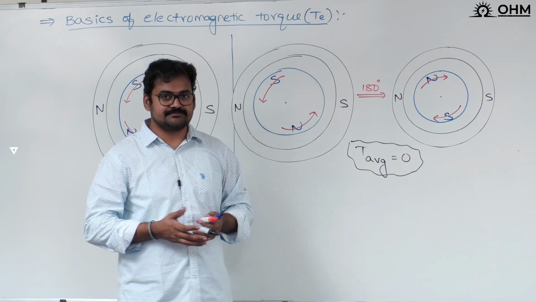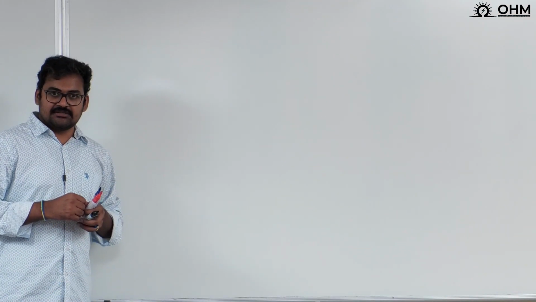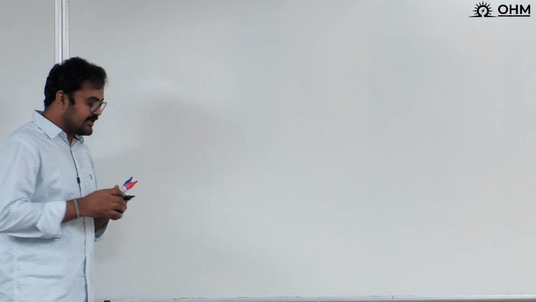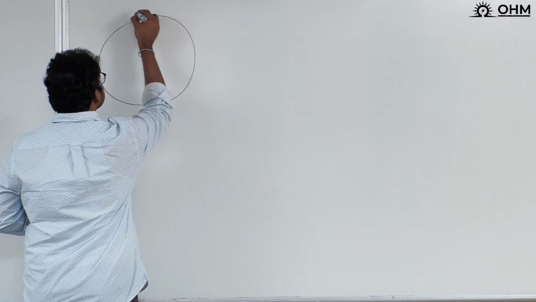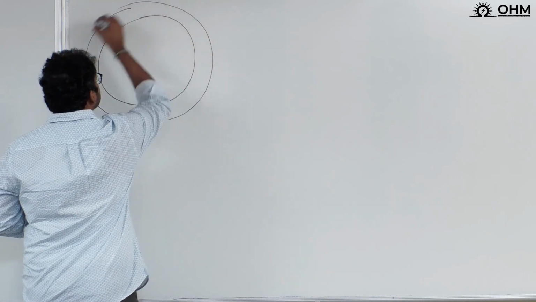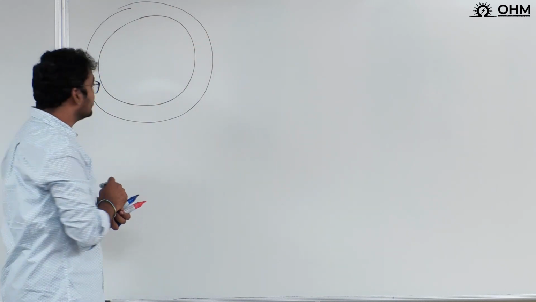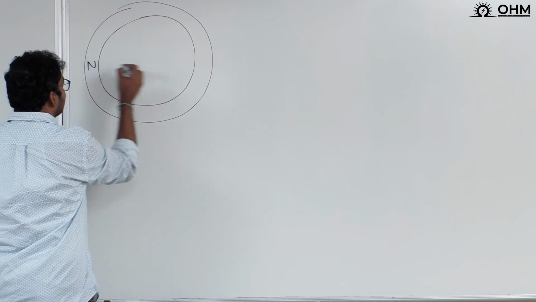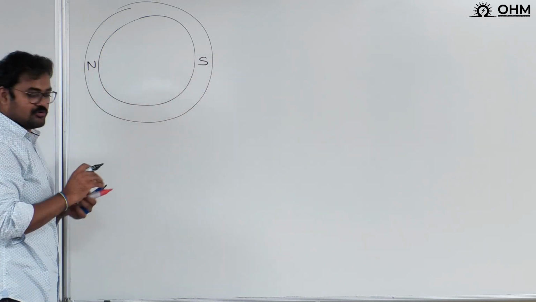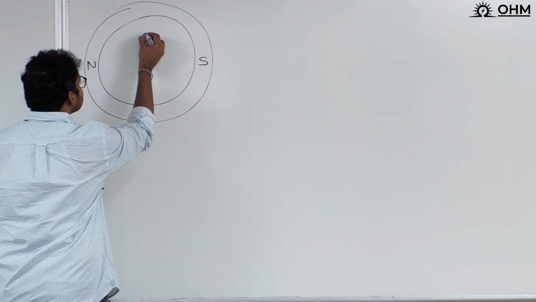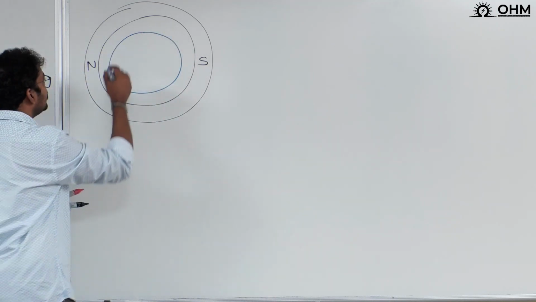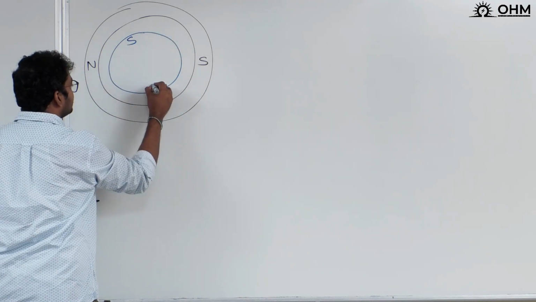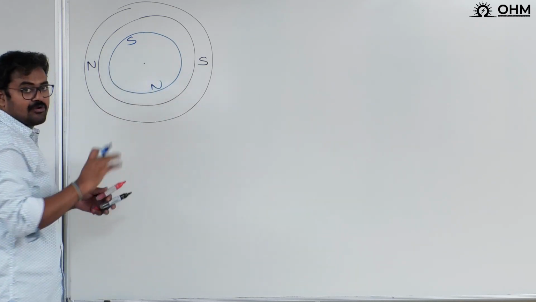Okay, let's see. Alright. Now, let me take the third case here. Once again, I am taking a simple diagram here. Assume this is the stator part of the given machine, and assume this stator has two poles, north pole and south pole. Inside this we have the rotor part, and I am taking two poles in the rotor again, south and north, same number of poles.